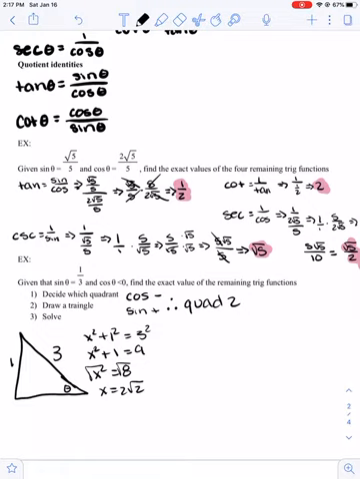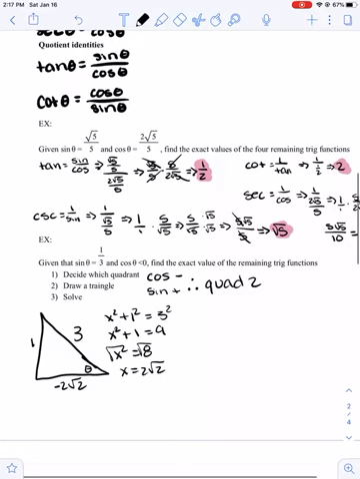And then, since we are in quadrant 2, and we know cosine's negative, we're going to label that missing side as negative 2 square root 2. All right, now we have our triangle filled out, and we can use SOHCAHTOA to figure out the rest of the missing pieces. So for tangent, tangent is opposite over adjacent.